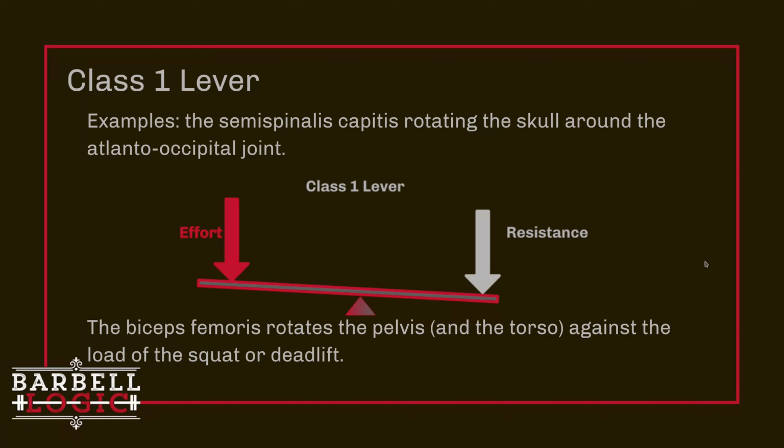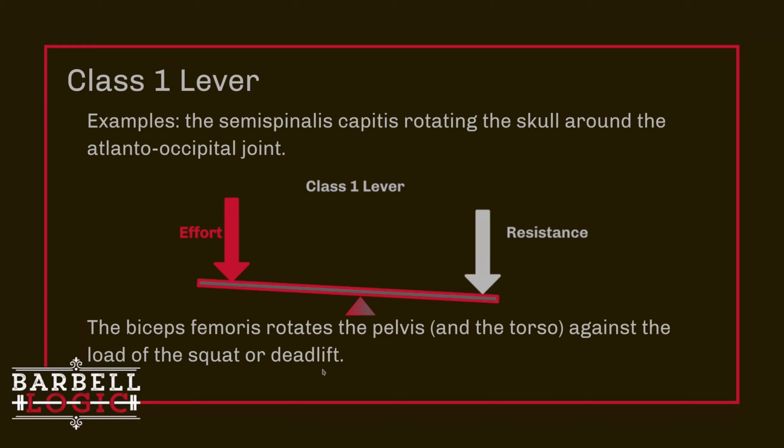There are 3 types of levers. In the class 1 lever, the effort is here. There's a fulcrum in the middle, and the resistance is here. And there aren't that many examples of it in the human body, but one of them is the semispinalis capitis, rotating the skull around the atlanto-occipital joint. So the back of the muscles in the neck pull on the skull and rotate it around the joint at the base of the skull.